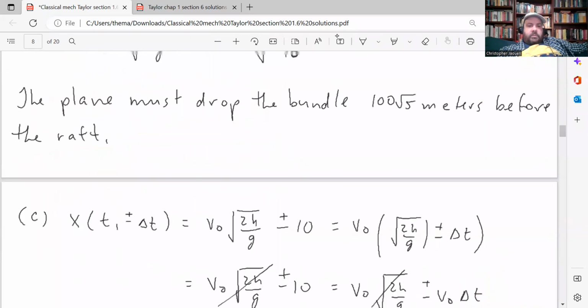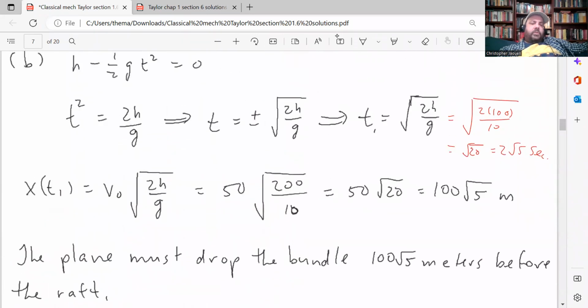Where did I do that? Over here. So the x component of the position, you plug t1 in for that, which is 2 root 5. You get v0 times the square root of 2h over g. Plugging in the numbers, you get 100, and simplifying, you get 100 root 5 meters. So that's how far it had to travel horizontally.